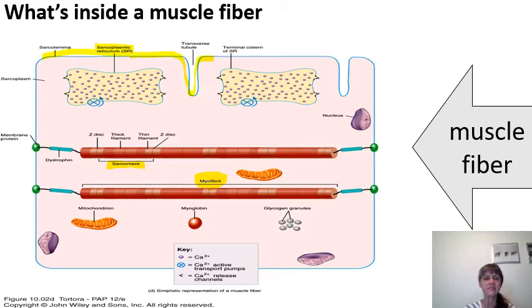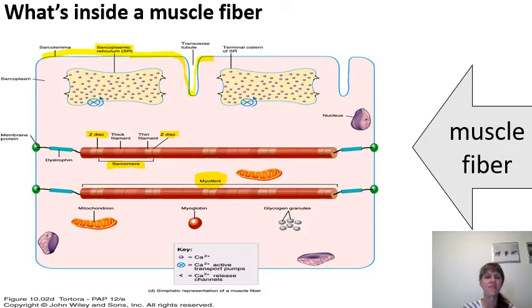A sarcomere is the functional contracting unit of each myofibril, and there are thousands of sarcomeres along the length of myofibrils, depending on the length of the myofibril within the skeletal muscle fiber. The sarcomere is defined as being the area from one Z-disc to another Z-disc.